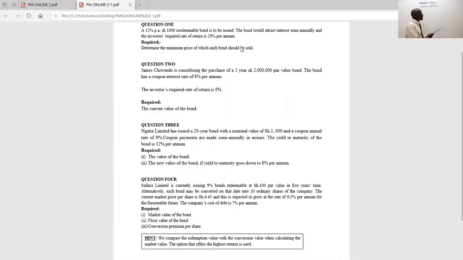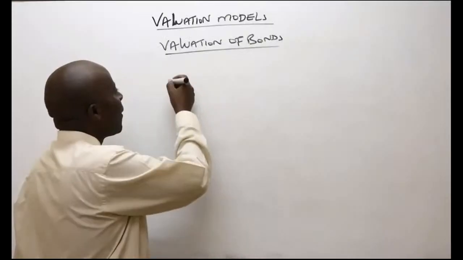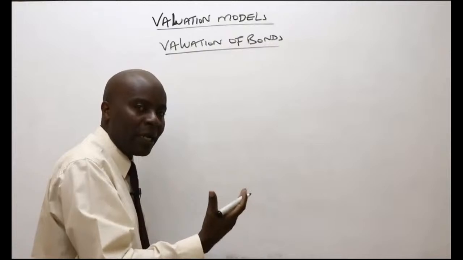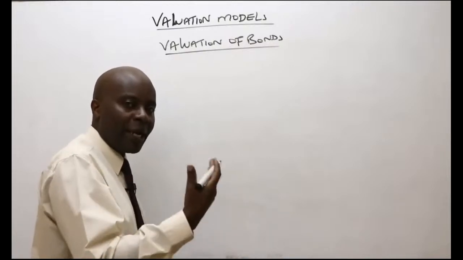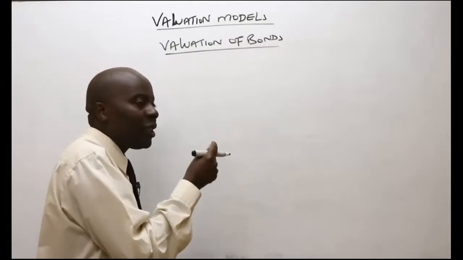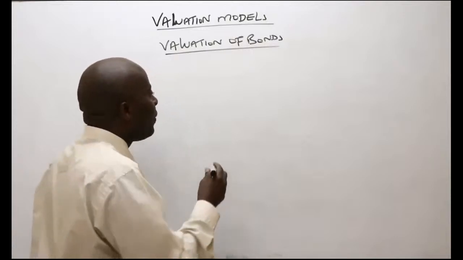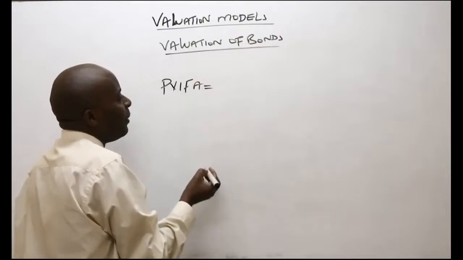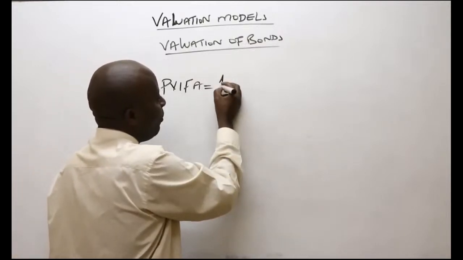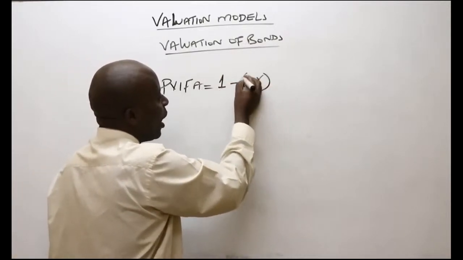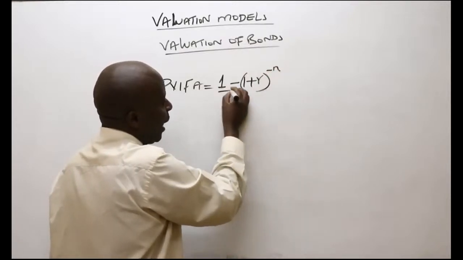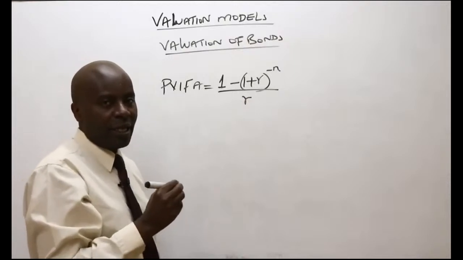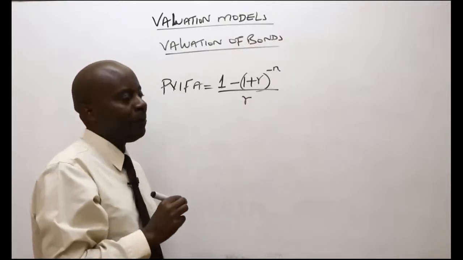Ladies and gentlemen, the key thing is for us to remember that if this bond will be paying interest on a per annum basis, it means that this interest will be an annuity. And if it is an annuity, I have to remember the PVIFA formula, where PVIFA is 1 minus 1 plus R raised to negative n, everything divided by R.